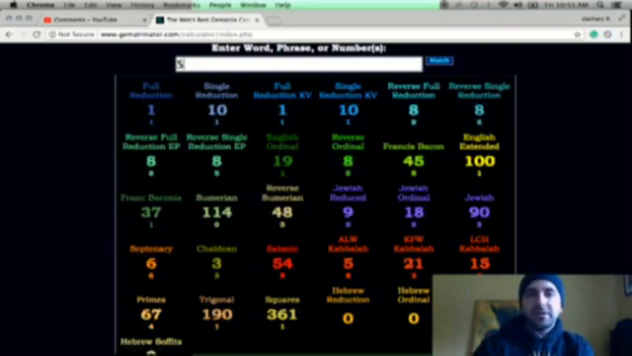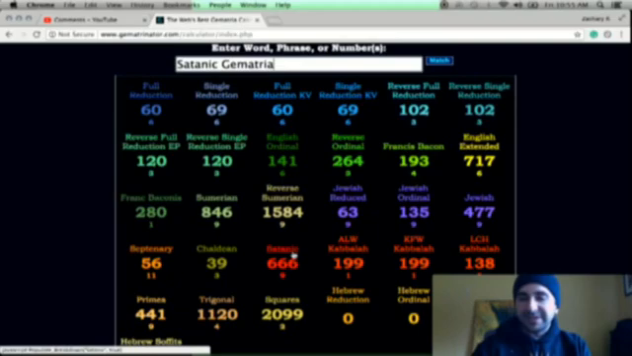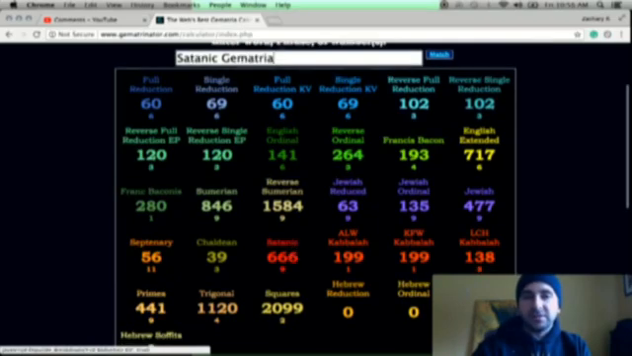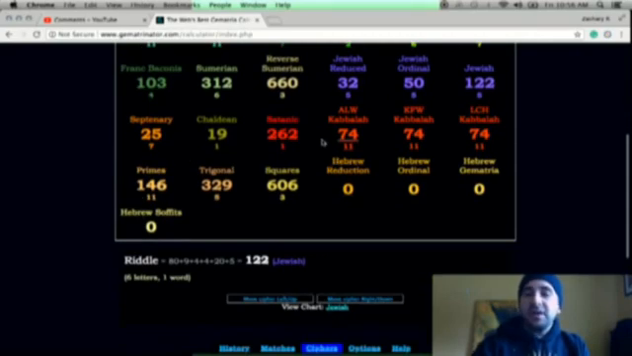Satanic Gematria. Satanic Gematria equals 666 in Satanic Gematria. This cipher starts with A is 36, goes up to Z is 61. 666 is the 36th triangular number. So think about how perfect that is.